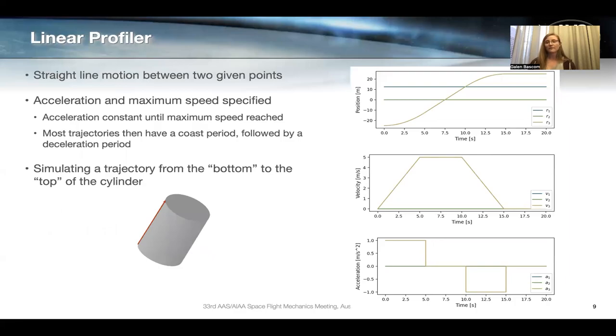The way we set up these profilers, for the linear profiler, we have a constant acceleration model with a maximum velocity. What that means is for most distances that we looked at, we would have an acceleration period, a coast constant velocity period, and then a deceleration period. You can see in the position the mass moving from the bottom up to the top of the cylinder. It looks like a parabola on both sides connected by a linear portion when the velocity is constant.